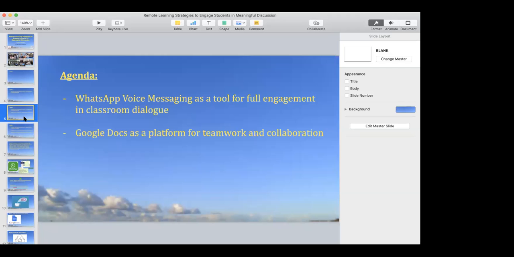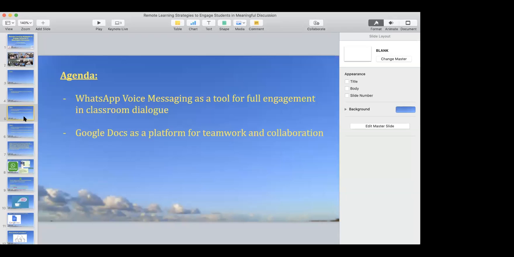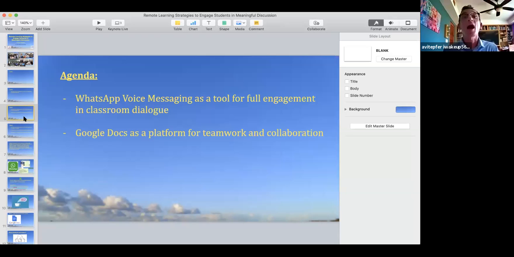Next, we're going to look at Google Docs as a platform for teamwork and collaboration. If you're not familiar with Google Docs, it's a great way to share text with your students, and you can have many students looking at the same text at the same time, making comments at the same time. So what you have is sort of a community reading and a community discussion document. I'll show you that second.